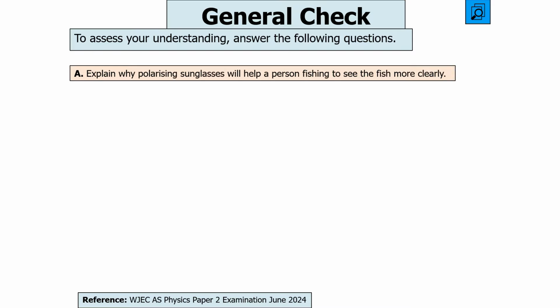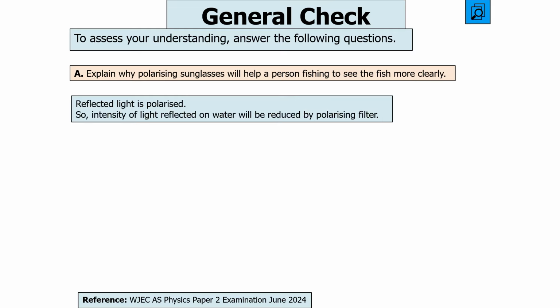Next question, explain why polarized sunglasses will help a person fishing to see fish more clearly. Pause the video now, then unpause the video when you want to go through your answer. Reflected light is polarized, so the intensity of light reflected on the water will be reduced by the polarizing filter.